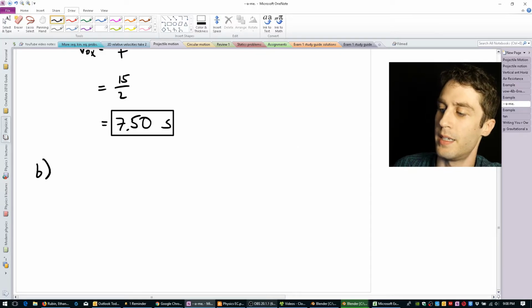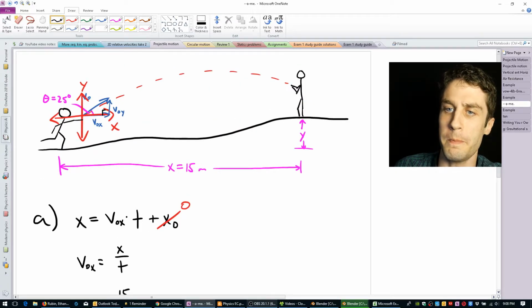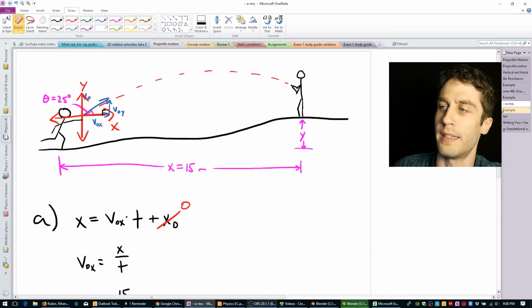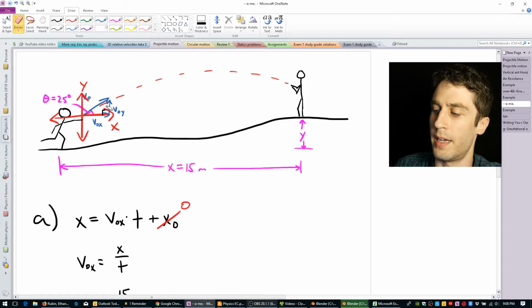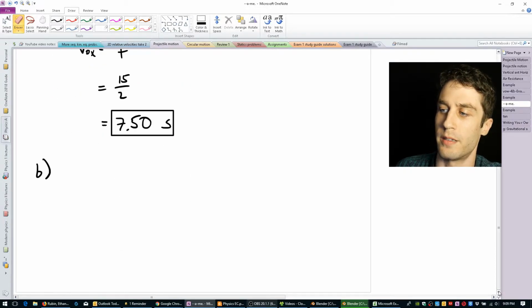Part B asked for the angle at which you launched the ball. Did it? No, I'm sorry. We have the angle. Part B asked for the vertical component of the ball's velocity. So now what we have are the x component of the velocity and the angle. And so we want the y component. That's what we're trying to find.